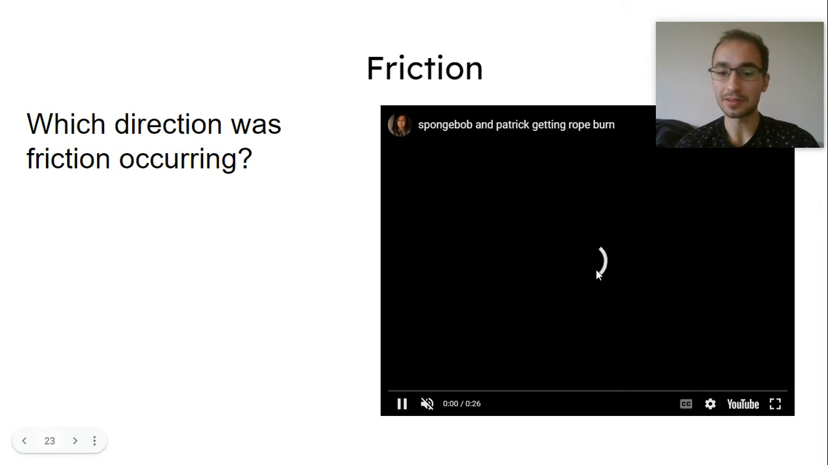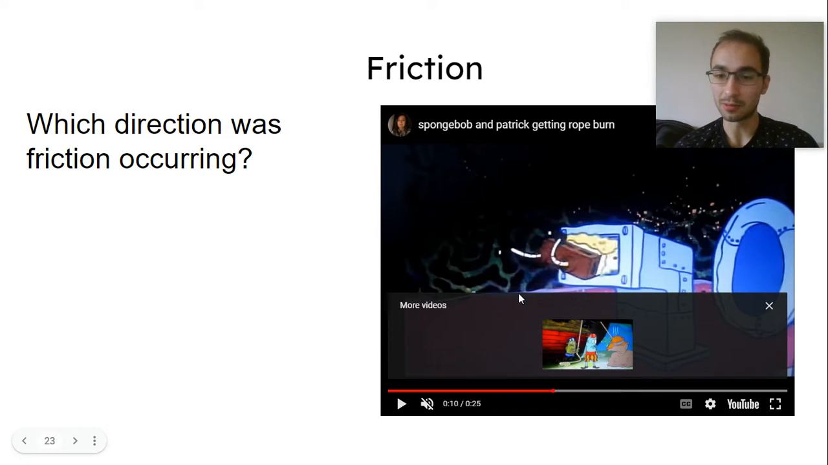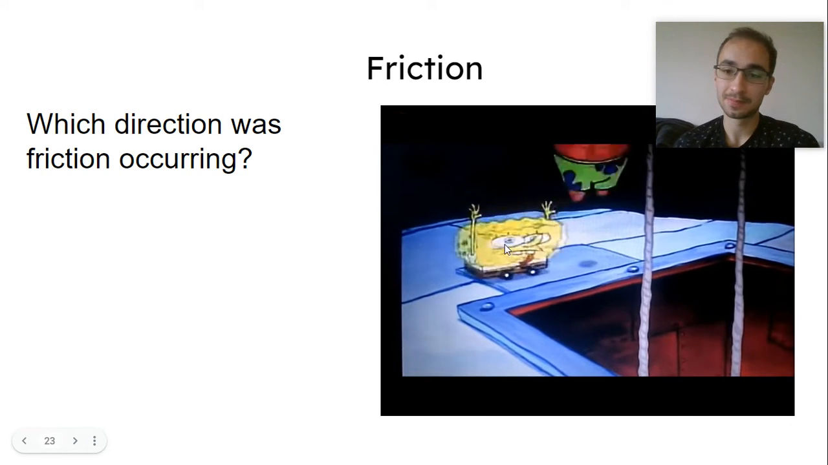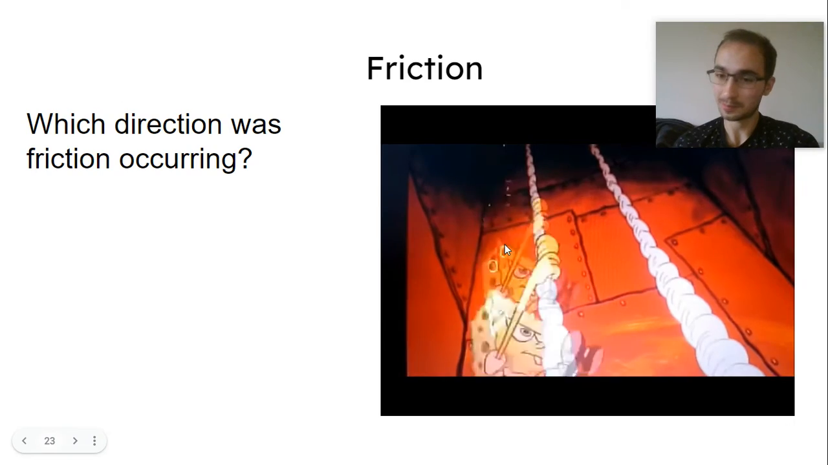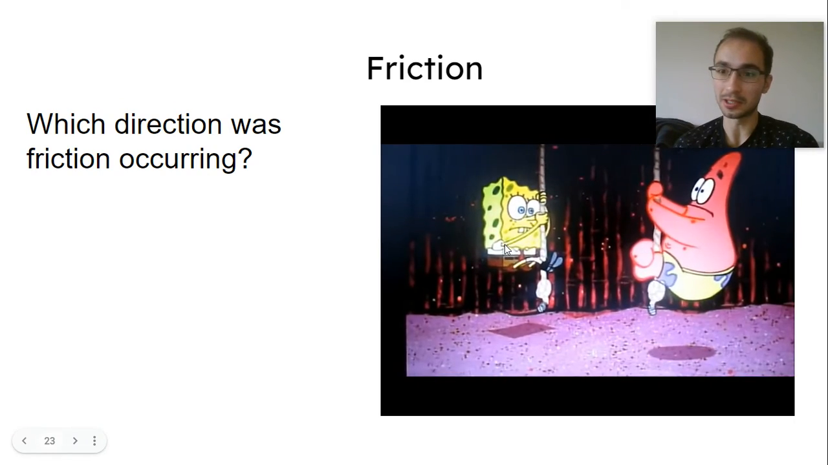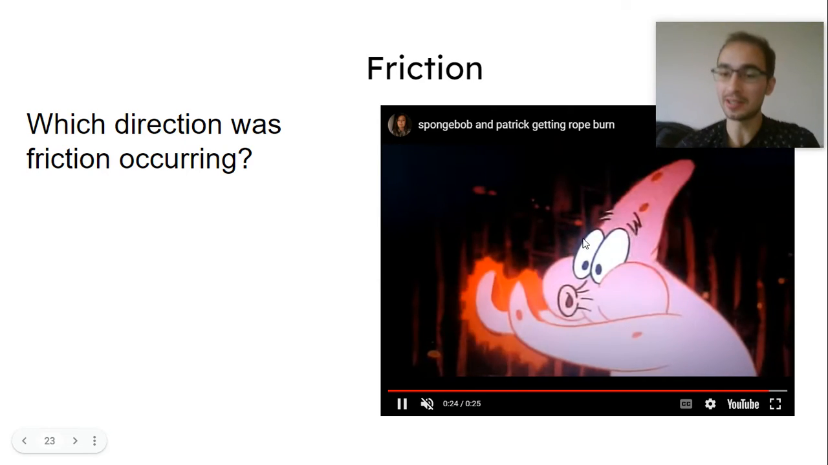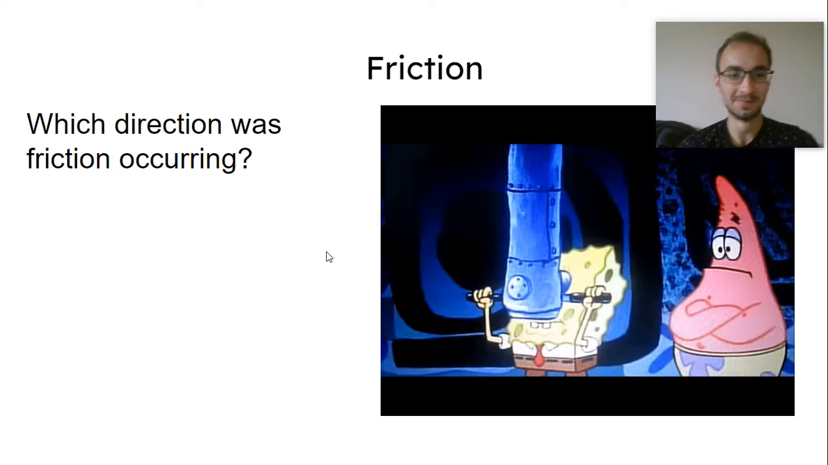Okay? I have another clip of SpongeBob going down a rope. I want you to think, what direction is friction happening in this clip? Okay? So they're trying to be cool. They're going down the rope, but they're not letting go. So the friction was going upwards while they were going down, and it caused them to get rope burn and burn their hands when they were underwater.